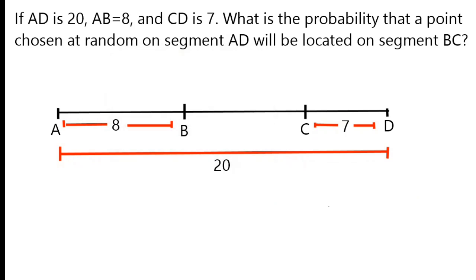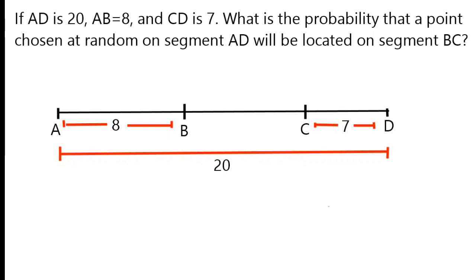Today I'm going to teach you about geometric probabilities. So let's start. If AD is 20, AB is equal to 8, and CD is 7, what is the probability that a point chosen at random on segment AD will be located at segment BC?